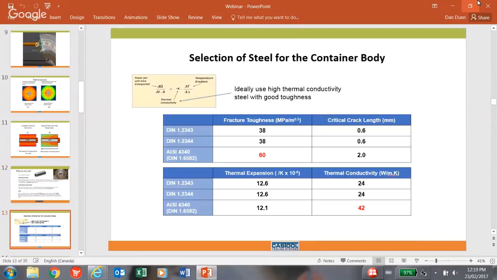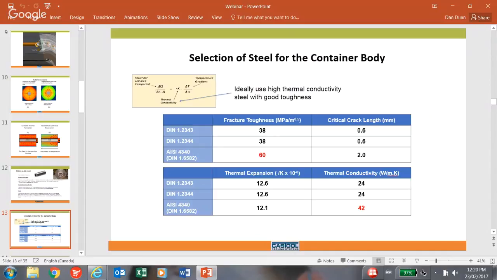Let's look quickly at material. Material is one of the cornerstones of designing a container. Original container bodies were supplied with 4140, AISI 4140 or 4340, or DIN number 1.6582. Now, the trend seems to be going to 1.2343, which is H11, or 1.2344, which is H13. The original extrusion container was designed with these materials in order to be a heat sink.